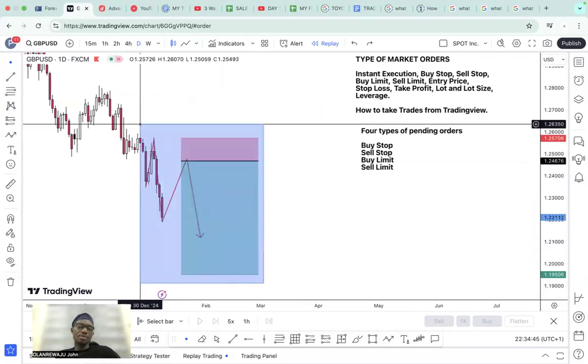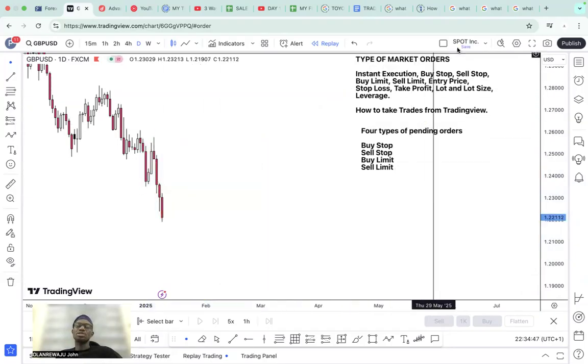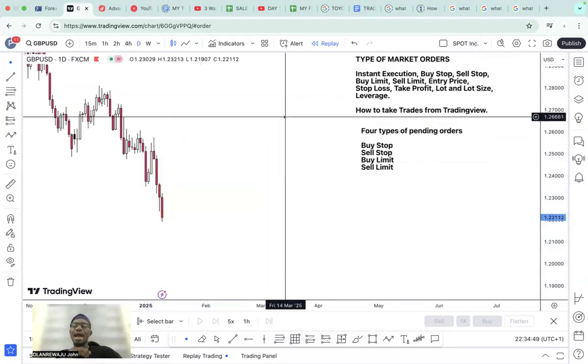So primarily for me as a trader, based on the strategy I trade, I mostly deal with only buy limits and sell limits.